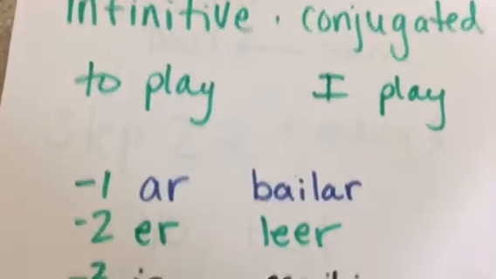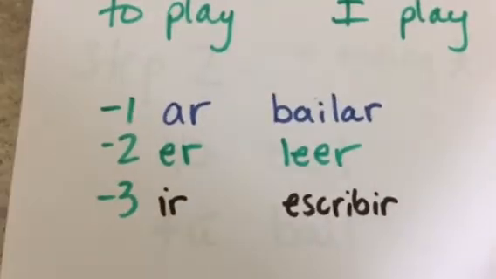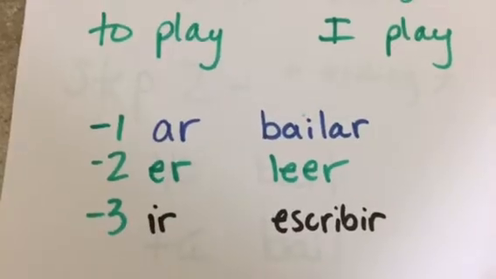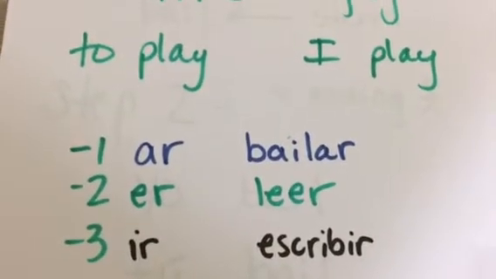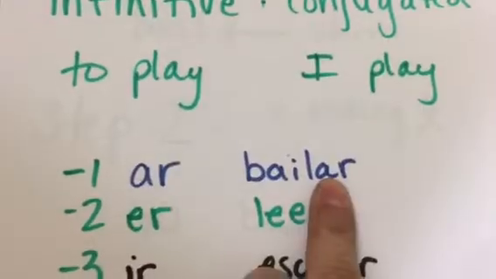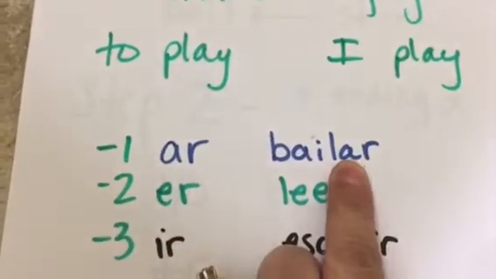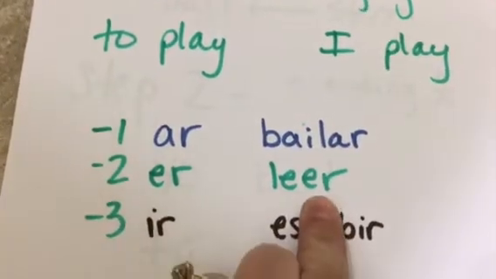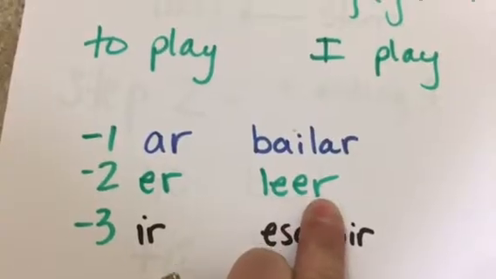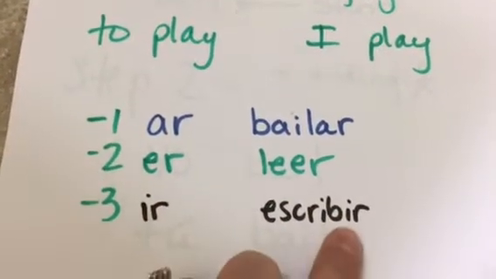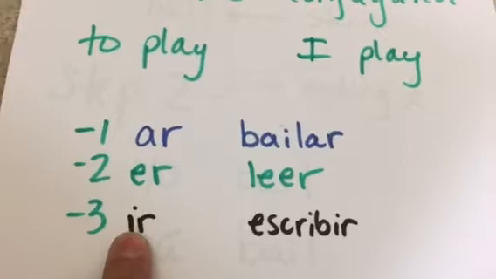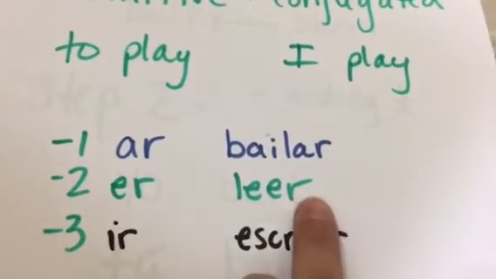Okay, so we have three kinds of verbs in Spanish. We have AR, ER, and IR. You can tell what kind of verb it is if you look at the last two letters of the verb. So bailar ends in AR, leer ends in ER, therefore it's an ER verb. Escribir ends in IR, therefore it's an IR verb. So that part is pretty logical.